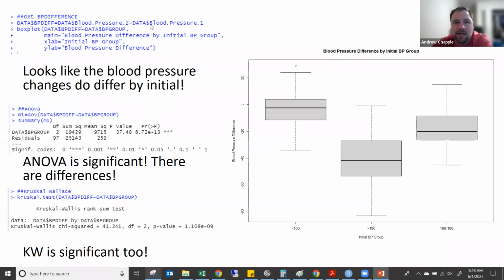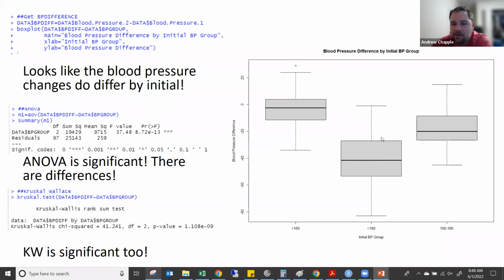So I'm going to plot them, right? So I created BP diff. This is the difference in blood pressure, second blood pressure minus first blood pressure. And I'm going to do a box plot of BP diff by BP group. So BP group I made before, right? So you can see the box plots here.